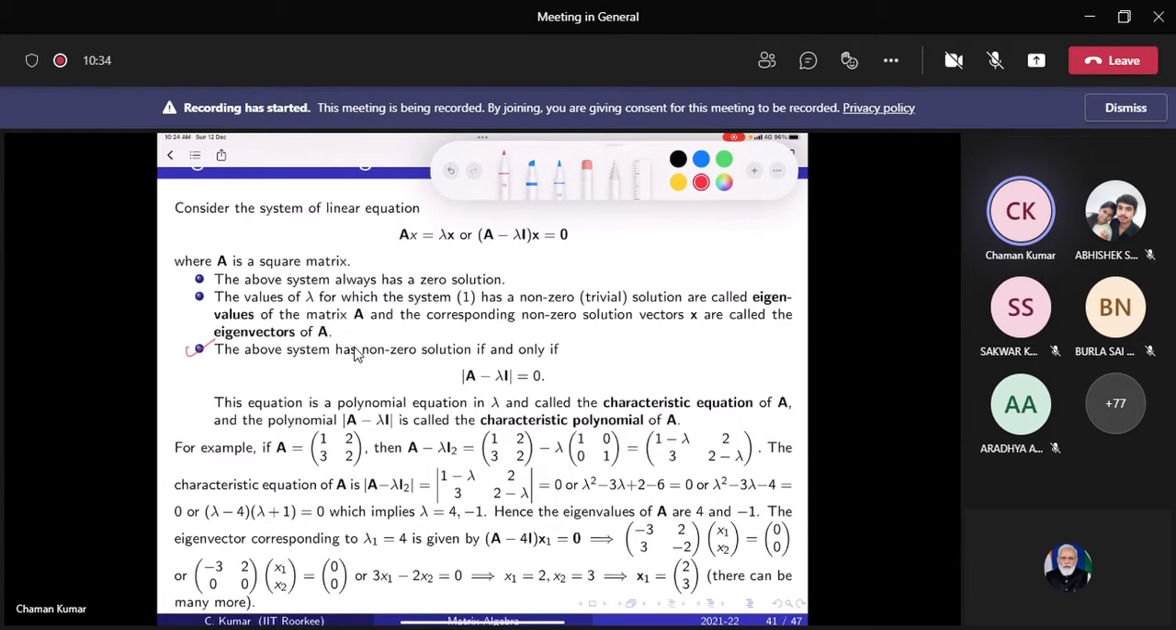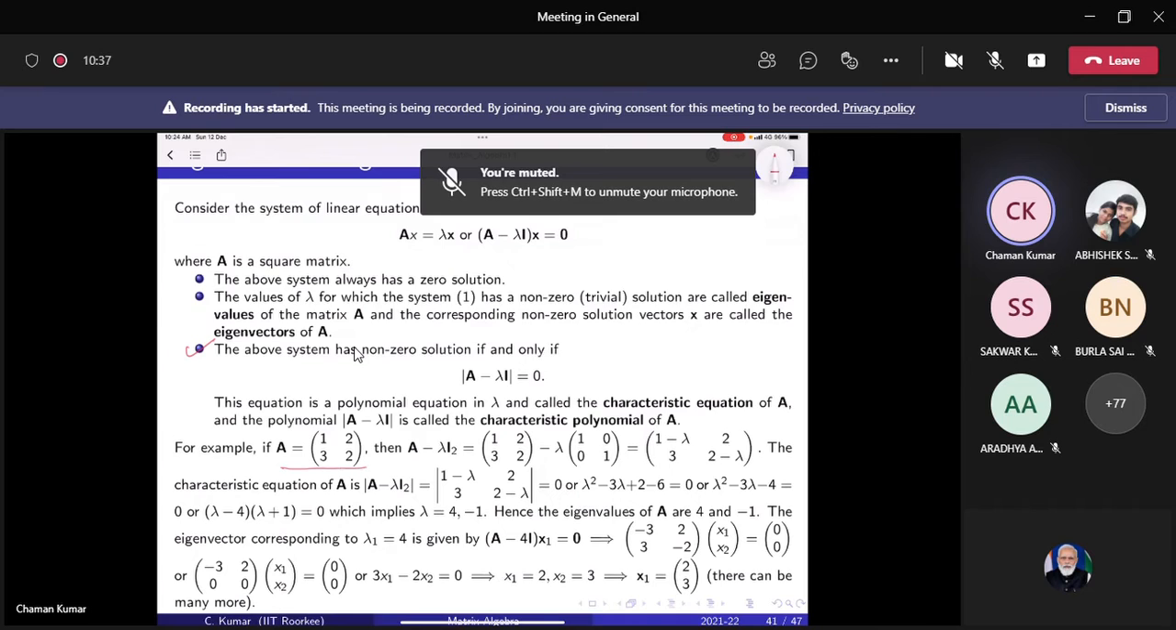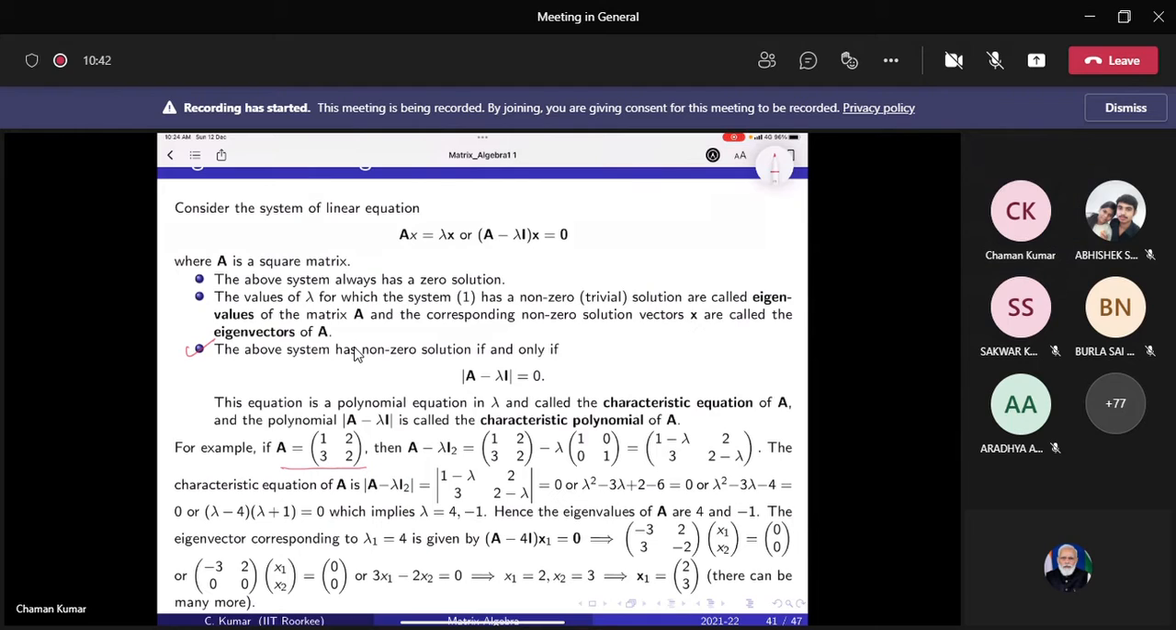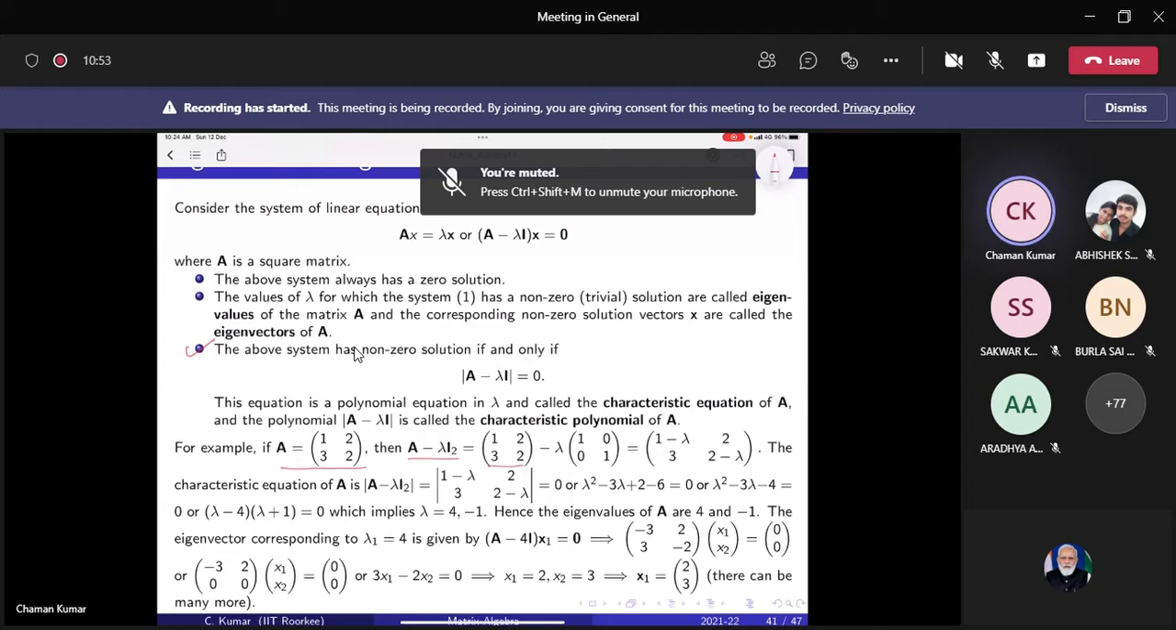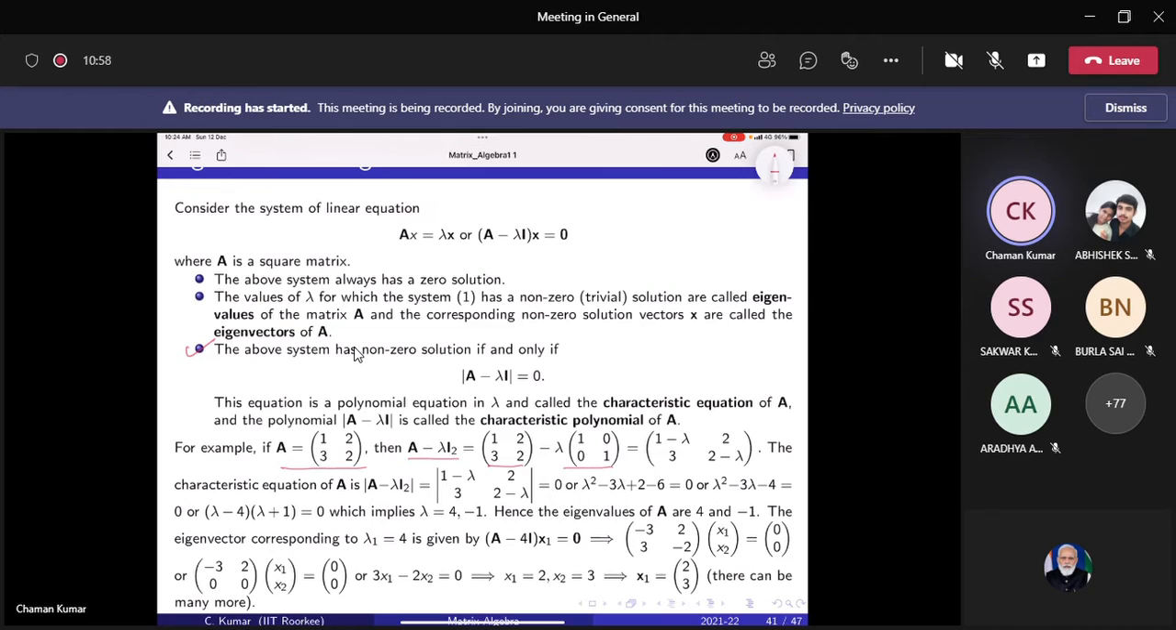So consider a very simple example. A is a 2 by 2 matrix. Now A minus lambda I2, where I2 is the identity matrix of order 2. This will be equal to, you substitute the value of A, 1 2 3 2, and substitute the value of lambda, and the value of the identity matrix 1 0 0 1. You subtract this, you get 1 minus lambda, 2, 3, and 2 minus lambda.